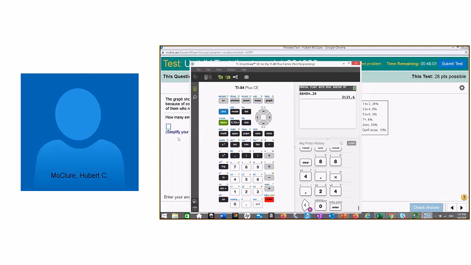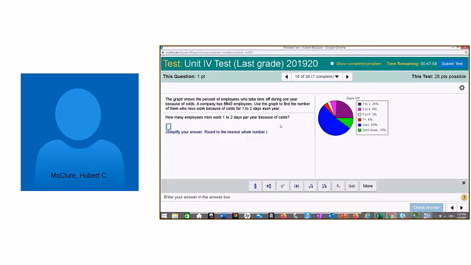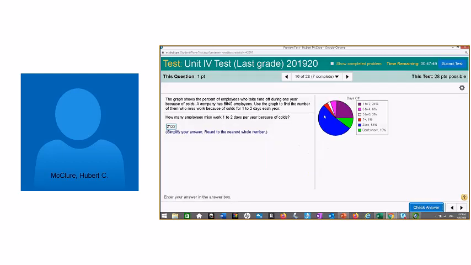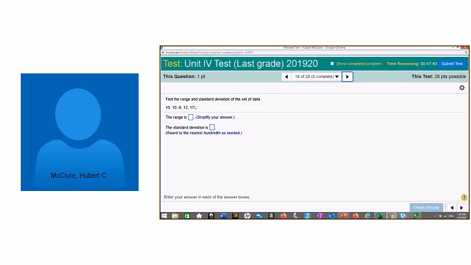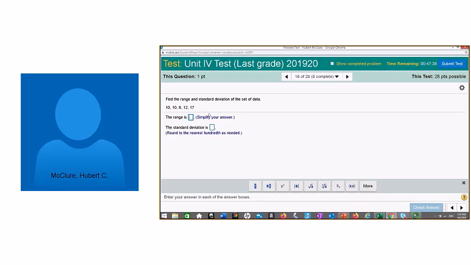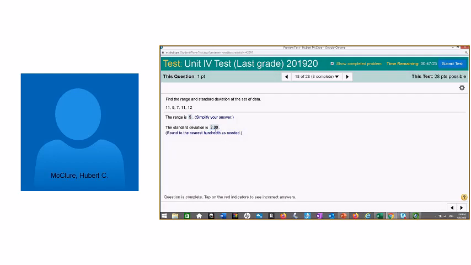Oh my gosh. Now, it says round, what is it, 21, 22? Mm-hmm. $19 or $17, $18. Find the range. Oh my gosh, if you missed this one, don't tell anybody. What is 17 minus 6? 11. And I'm going to just forego the standard deviation, write down 2.00. I'm not going through that.